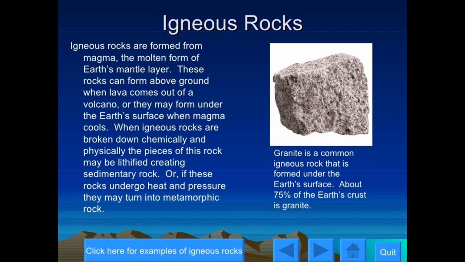So on Earth, there are three main types of rocks. The first one is igneous rocks. Granite is a common igneous rock that is formed under the Earth's surface.